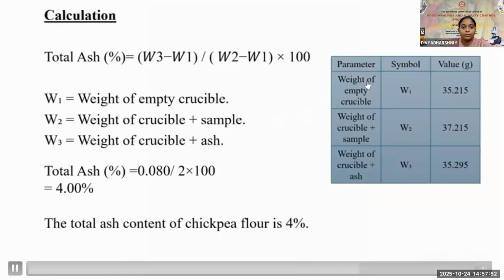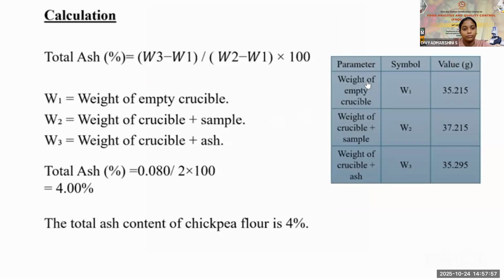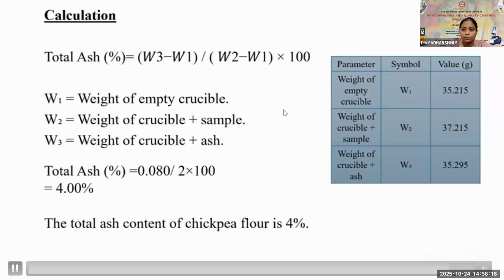Moving to the calculation part, here we are estimating the total ash percentage using the weight of the empty crucible, the weight of the crucible including the sample, and the weight of the crucible plus ash after the muffle furnace ignition. After substituting the values available in the right side table, we get a total ash percentage of 4. Here I have used chickpea flour, so the total ash content of the chickpea flour is 4%. So that's it for the ash estimation.